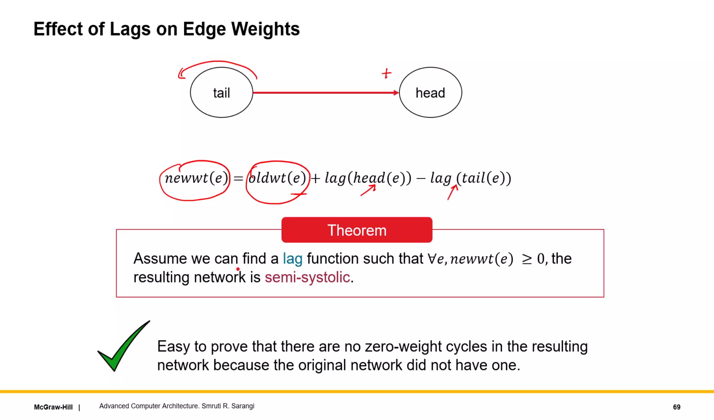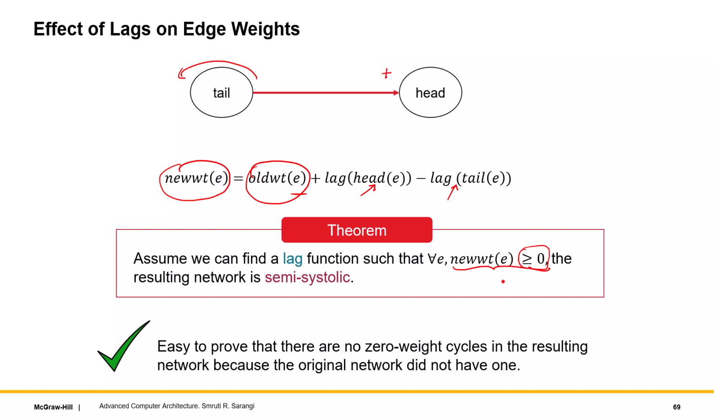So the idea is, can we find a lag function, because in this case, as you can see, the rest of the world doesn't care, such that the edge weight of every edge is greater than or equal to 0, right? If we can do that, the resulting network is semi-systolic, right? So if we can do that, this will be a semi-systolic array.